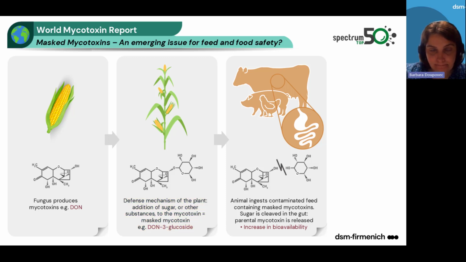And then, after the animal ingests contaminated feed containing masked mycotoxins, this sugar is cleaved in the gut again and the parent mycotoxin is released. So the harmful DON is then available in the gut again. And up to 45% of the total DON in a cereal sample can be present as DON-3-glucoside, and these masked mycotoxins cannot be detected by conventional analytical methods.